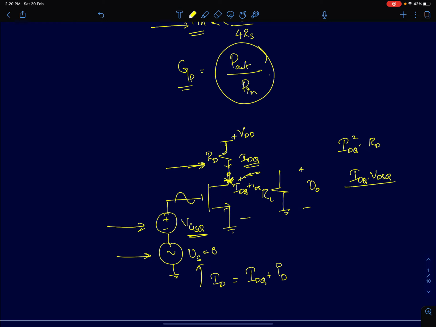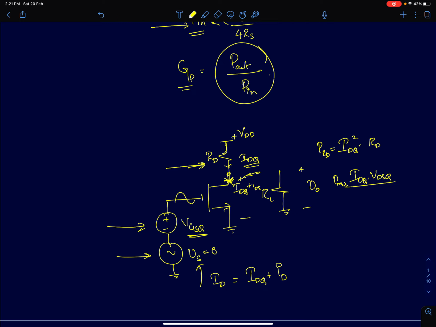Now this is the power of your MOS device, and this is the power that is dissipated across the resistor. Now energy conservation is a very fundamental principle. It's always satisfied in many systems. So in the same way, power is conserved here as well.